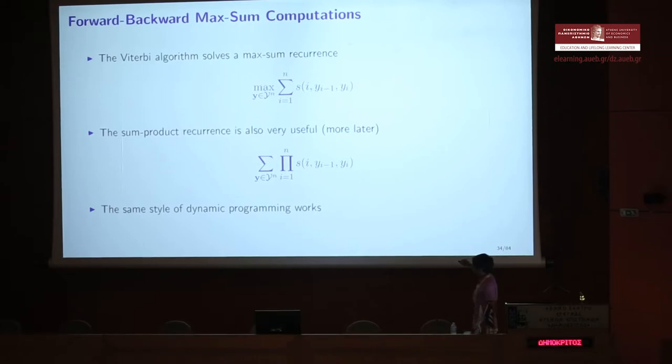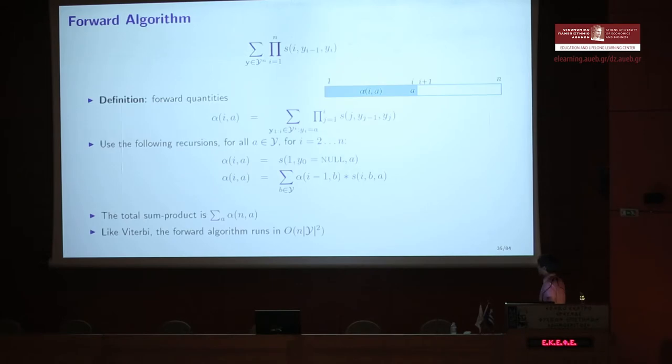shares the same properties which make the dynamic programming strategy work, okay? It has to do with how the sum distributes over the product, or the max over the sum. So it falls under the same theory, and there's a whole theory that covers that, but I'm not covering it here. But I will show you the forward algorithm, okay?